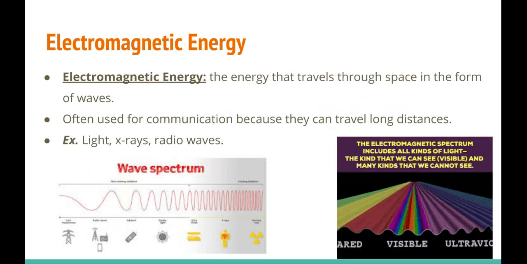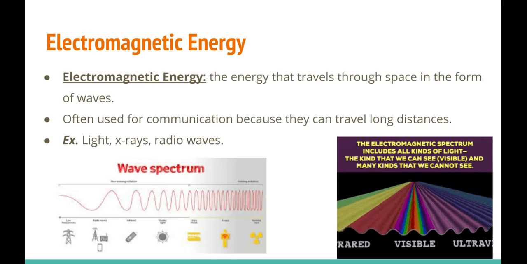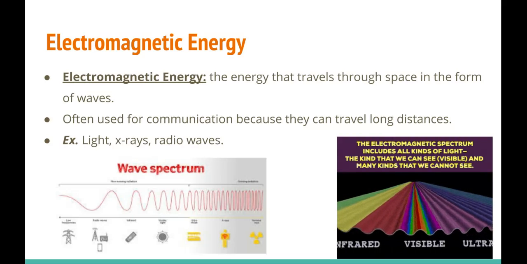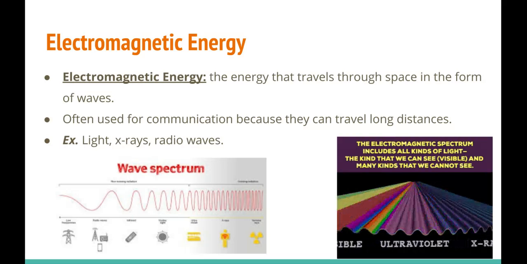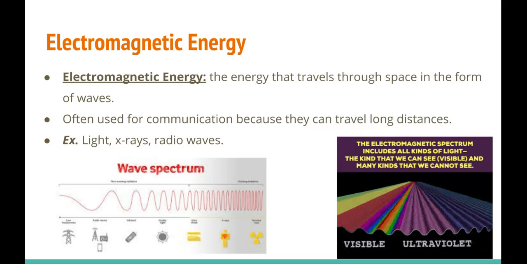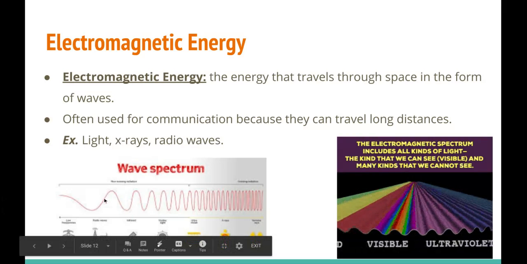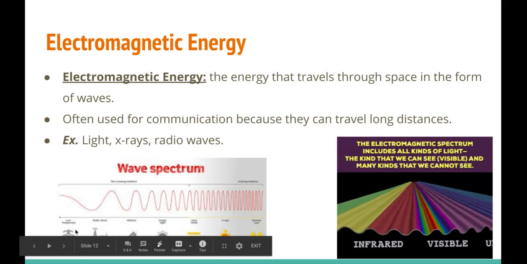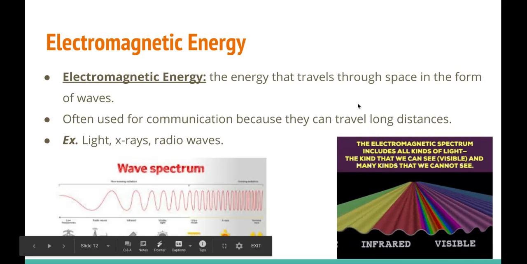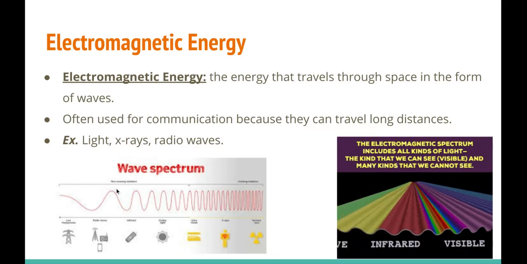Okay. There's the electromagnetic energy. So electromagnetic energy, this is energy that travels through space in the form of waves. So this is often used for communication because they can travel long distances. And so that would be examples of, like, radio waves. So radio waves are included on here. And as you can see on both the GIF here and also this diagram here, these are the different types of waves. And so as you can see in this first one, like right here, there's line, it says line.